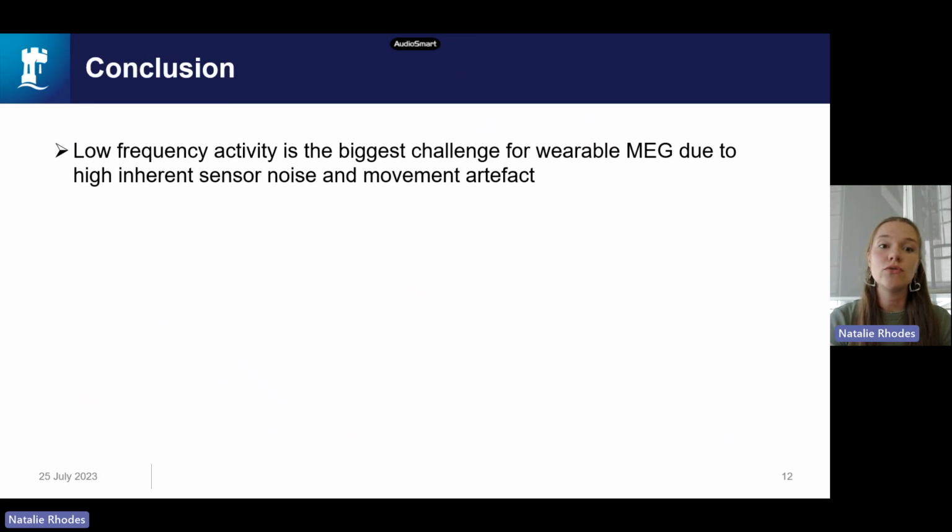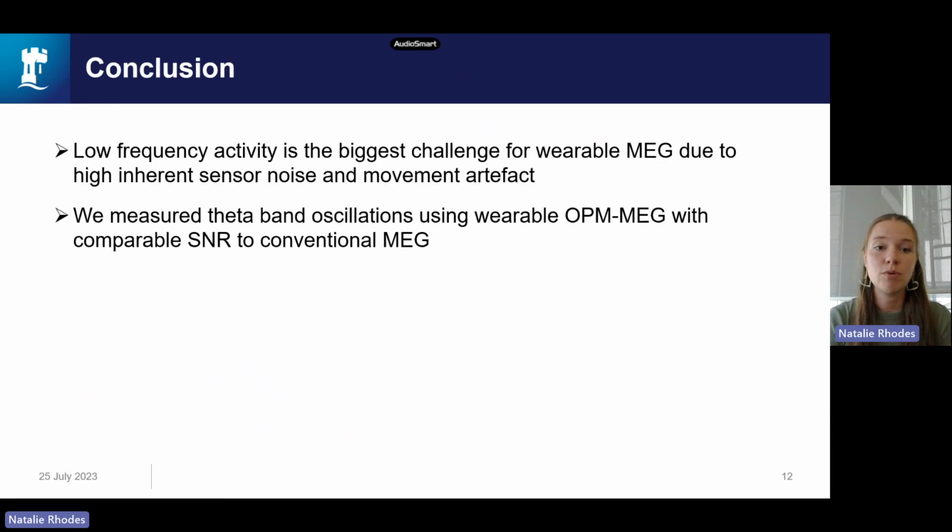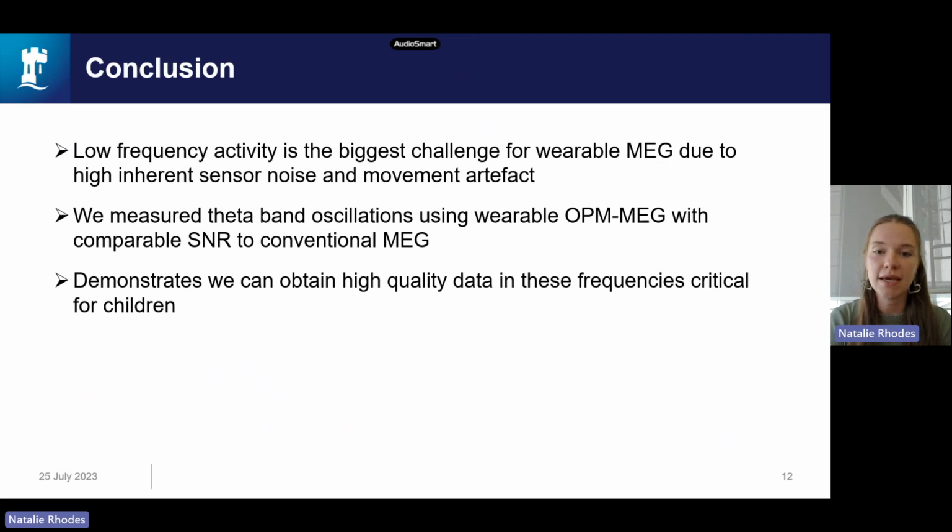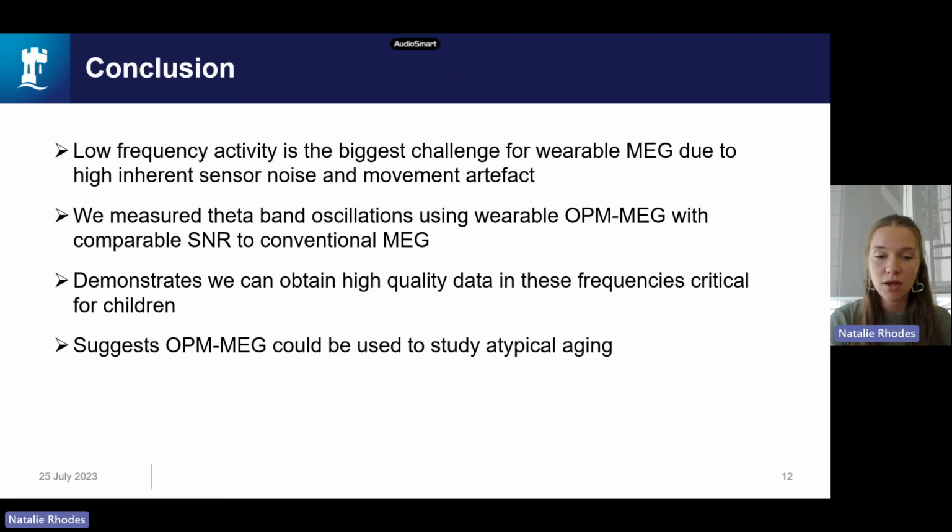To conclude, low frequency activity is the biggest challenge for a wearable MEG because of the high inherent sensor noise and the movement artifact. But we've proved that we can measure theta-band oscillations using our wearable OPM-MEG and have a comparable signal to noise to conventional MEG. It demonstrates we can obtain high quality data in these frequencies that are critical for children, and suggests that OPM-MEG could also be used to study atypical aging.